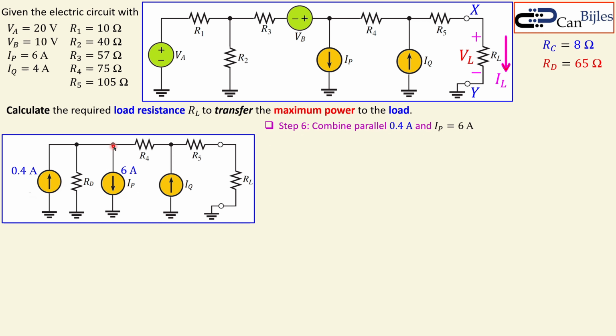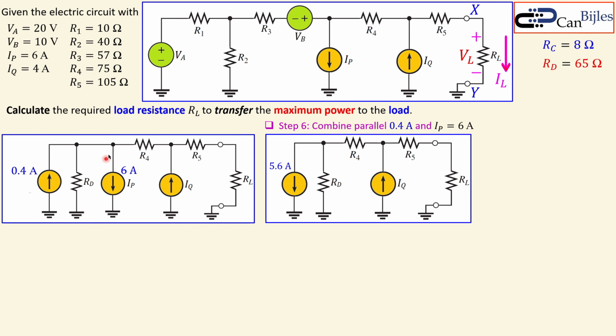This is going up, but this is going down. So effectively, I go down by 5.6 amps. That is very important here because you need to really be careful with the signs. So the circuit then becomes, you go down, so from the top now to the ground, by 5.6 amps. And the RD is still there.